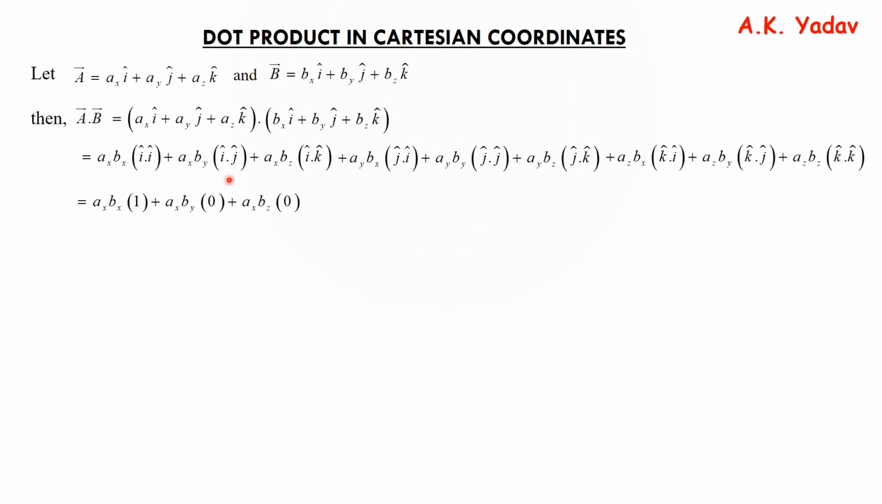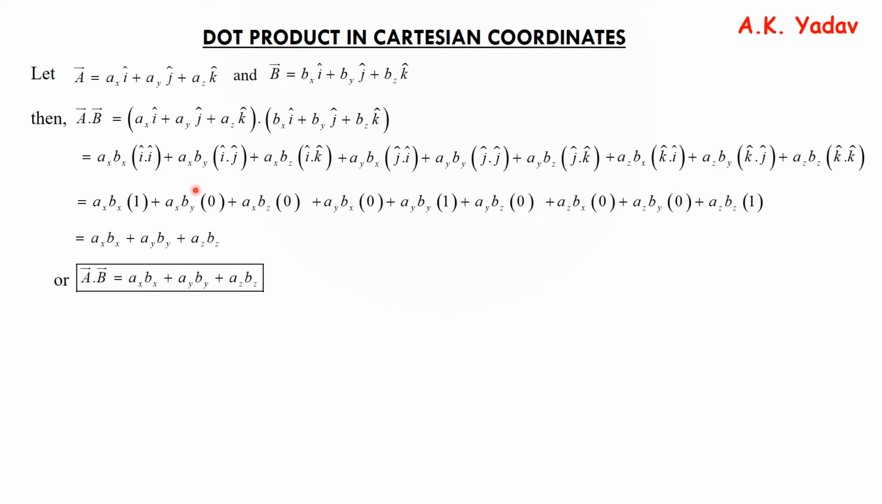Now we know i dot i is 1, i dot j is 0, i dot k is also 0, j dot i is again 0, j dot j is 1, j dot k is 0, k dot i is 0, k dot j is 0, and k dot k is 1. So what can we write? a dot b is equal to ax bx plus ay by plus az bz.